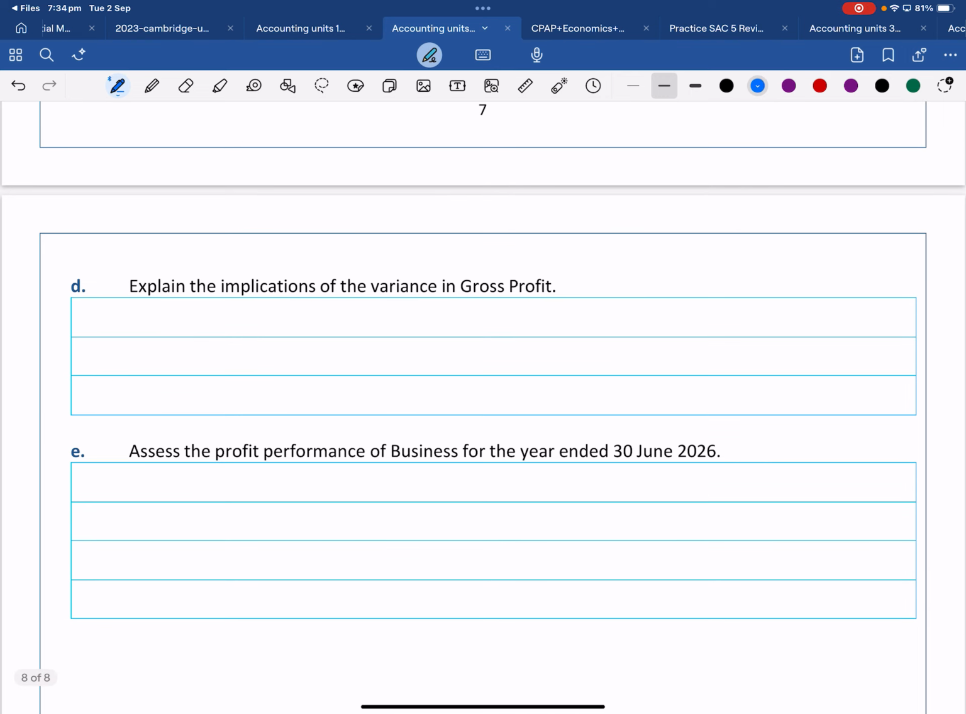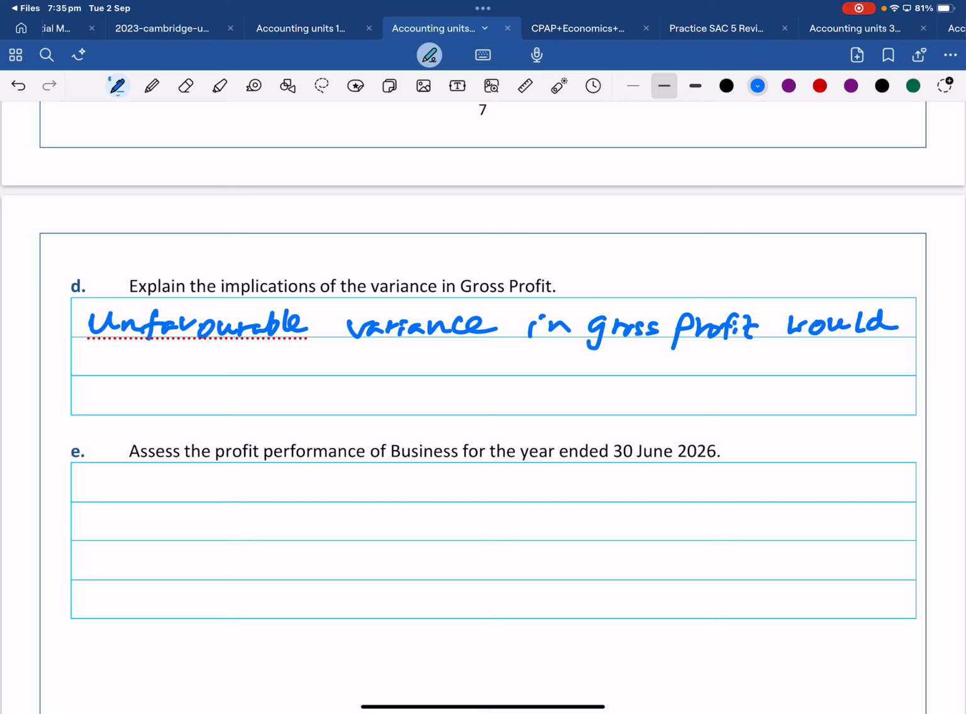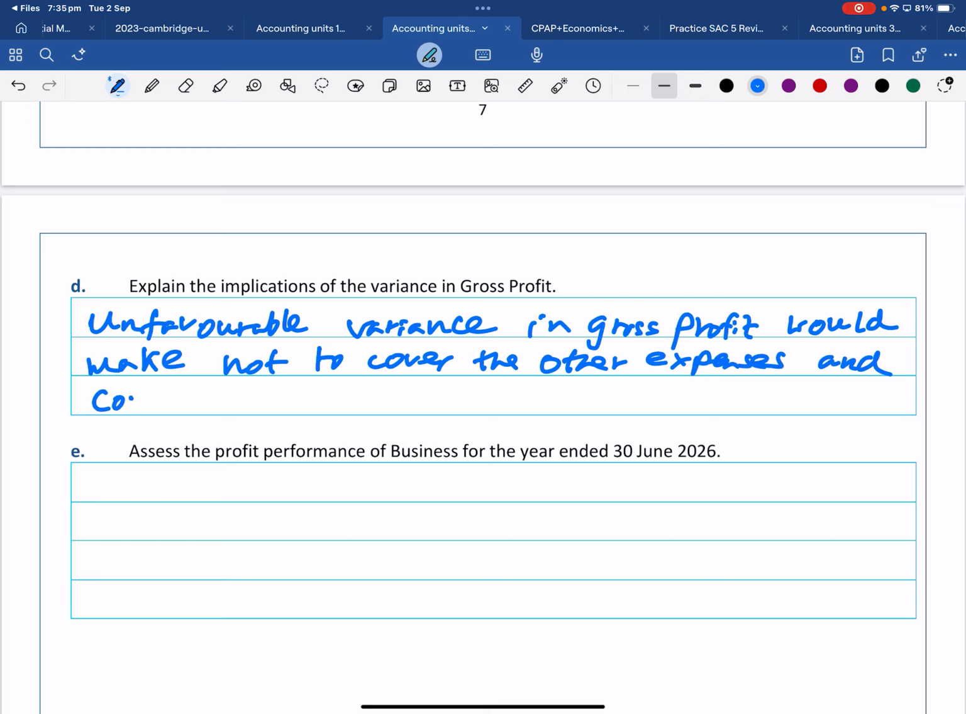Write it. Unfavorable variance in gross profit would make us not able to cover the expenses or other expenses, and contributing to a net loss.